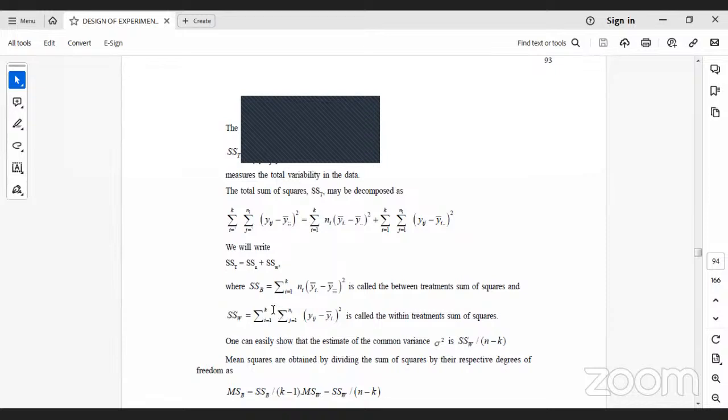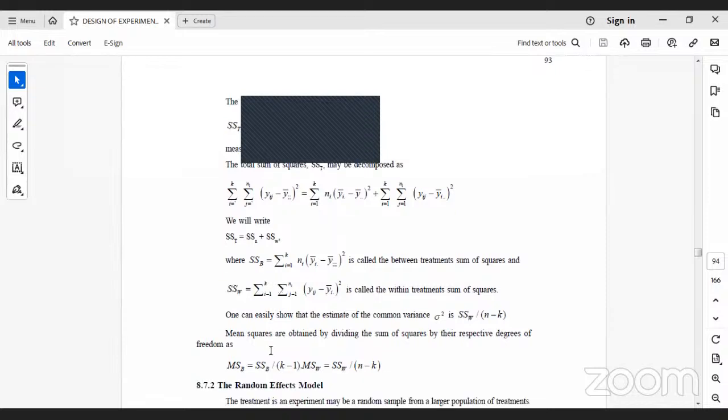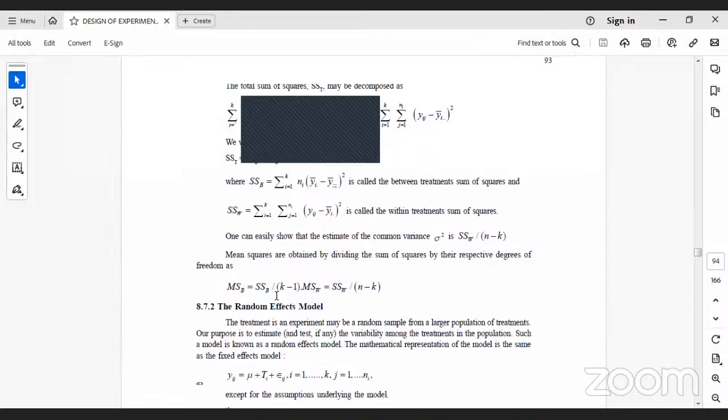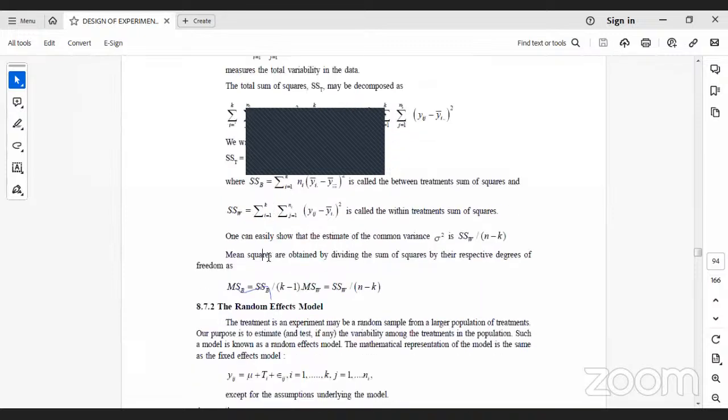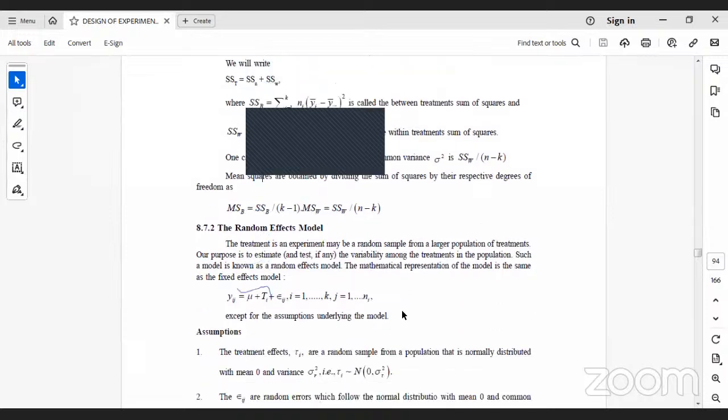Okay sir. One can easily show that the estimate of the common variance SSW by n minus k. Mean squares are obtained by dividing the sum of squares by their respective degrees of freedom. MSB is equal to SSB by k minus 1. Here, he has given SSB, MSB. MSW is equal to SSW by n minus k. The random effects model we are taking here. The random effects model.